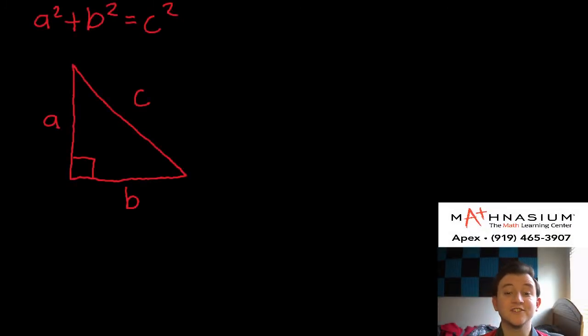Hello, my name is Chris Rogers with Mathnasium, and today we are going to be going over the Pythagorean Theorem and using it to be able to solve for one of the missing sides of a right triangle.